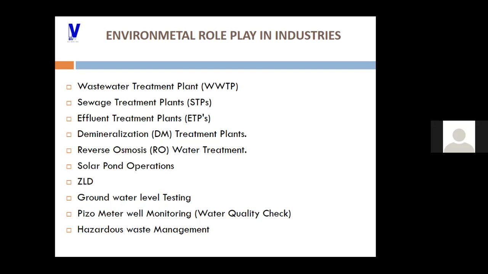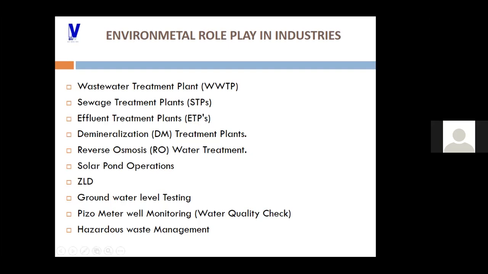As per the PCB norms, that wastewater must be separately collected in one area. Just like the STP, the sewage treatment plant, we have to install the effluent treatment plant. We have to recycle and reuse the water. So the effluent treatment plant also comes under that role, operation and monitoring, everything. Then the DM plant. The DM plant is also one of the major ones.